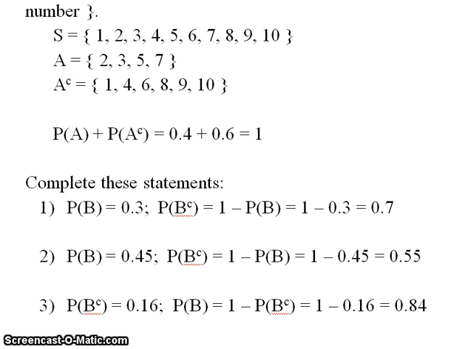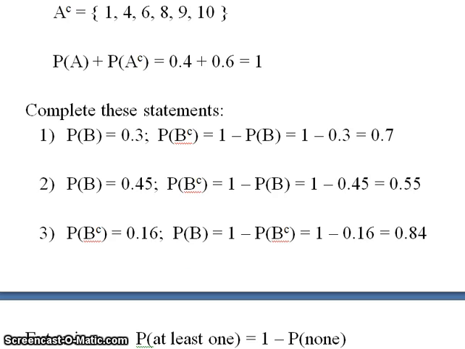If the probability of B is 0.3, the probability of B's complement is 1 minus the probability of B, which is 1 minus 0.3, which is 0.7. If the probability of B is 0.45, then the probability of B's complement is 1 minus 0.45, which is 0.55. And if the probability of the complement of B is 0.16, then the probability of B is 1 minus 0.16, or 0.84. That's a very simple rule. It's very easy to use. The two probabilities have to add up to 1, so one is 1 minus the probability of the other.